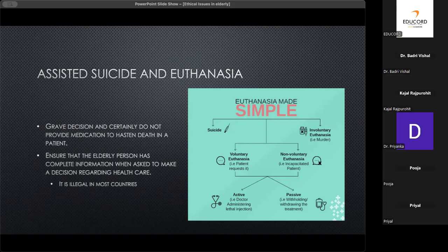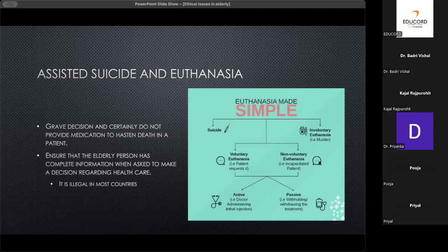Now, this can be active euthanasia or passive euthanasia. What is active euthanasia? When a doctor administers a lethal injection which can lead to a patient's death, it is active euthanasia, and passive euthanasia is withholding or withdrawing the treatment. The time when you withhold or withdraw the treatment which is actually keeping the patient alive, as soon as you remove that, the patient will die. This usually happens in cases of ventilatory support. If the ventilatory support is removed, the patient will die. So that is passive euthanasia.